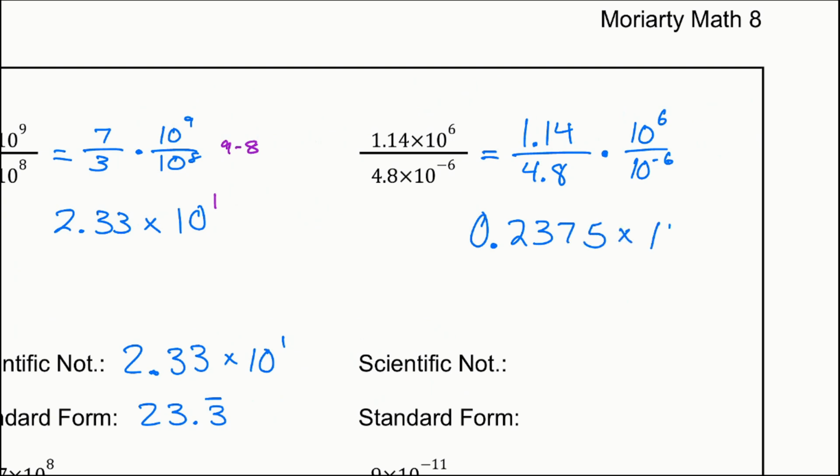0.2375 times 10 to the, we have 6 minus negative 6, which is actually going to be a positive 12. The problem with this, hopefully you guys are starting to pick this up, is that our front number is not between 1 and 10. So in this case, we actually have to increase our decimal. And if we're increasing our decimal, that means we have to decrease our exponent. So they're inversely related. So this is going to be 2.375 times 10 to the 11th power.